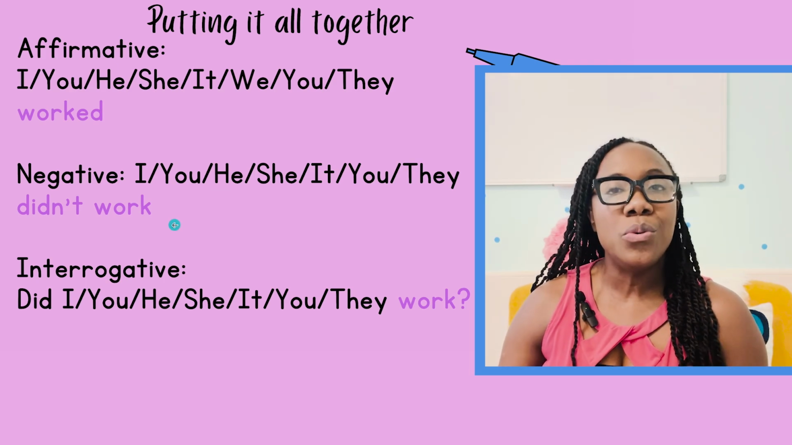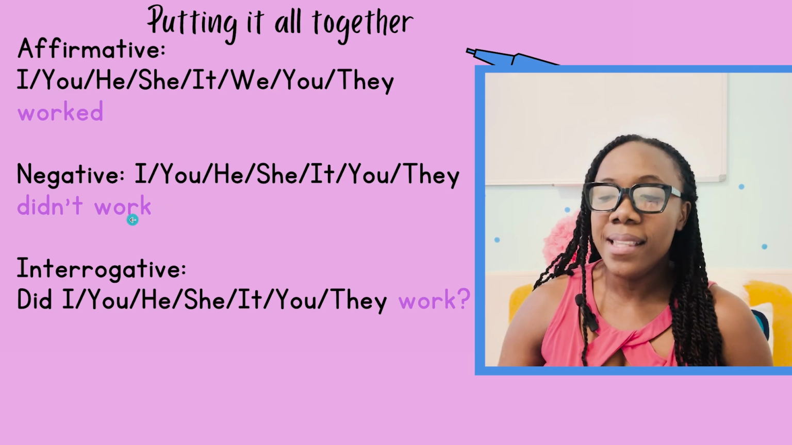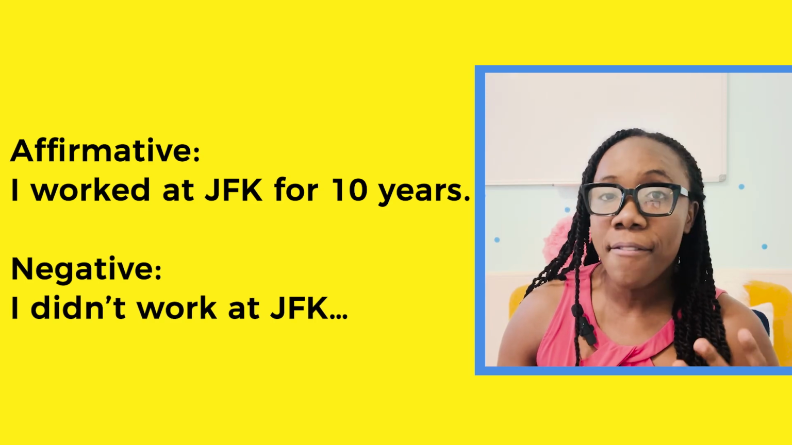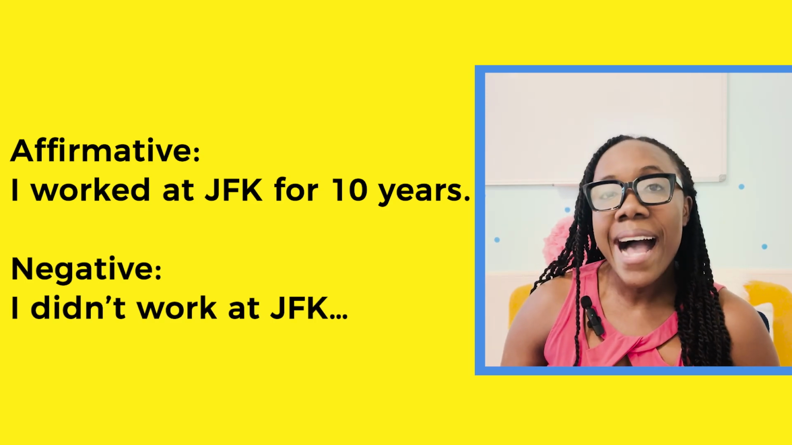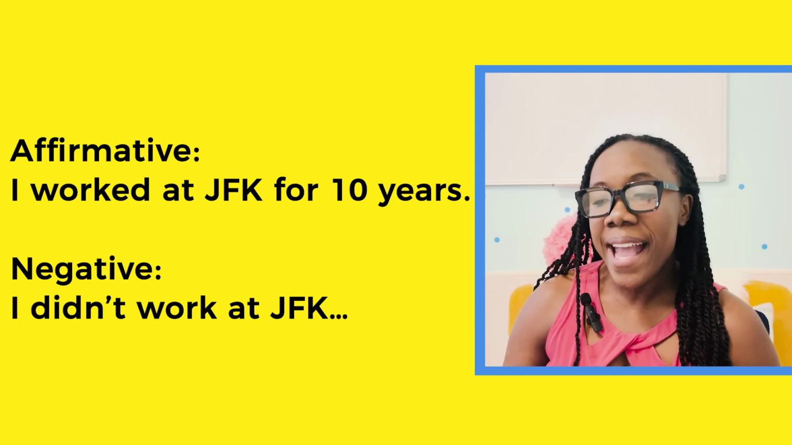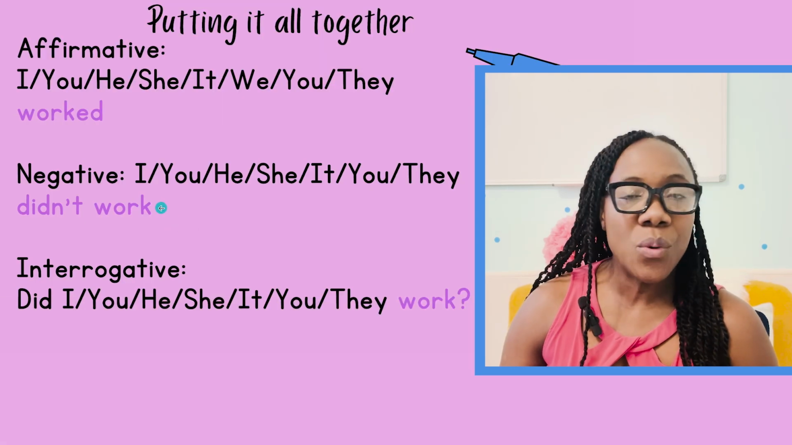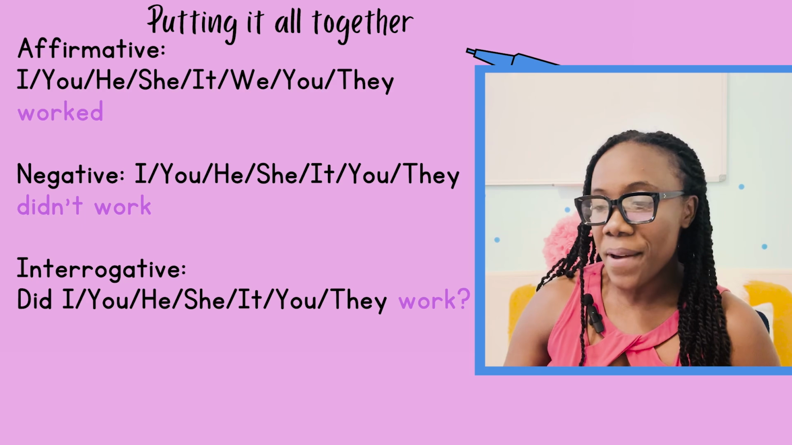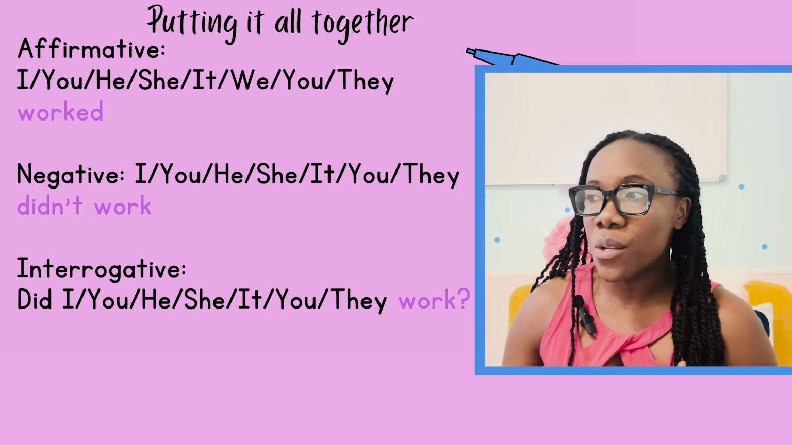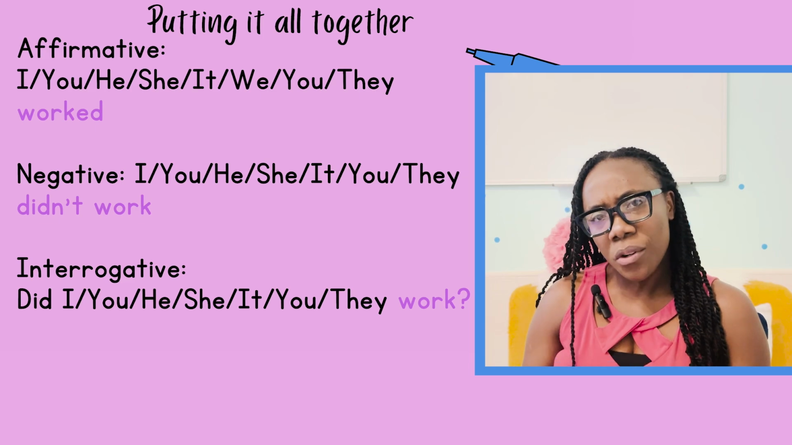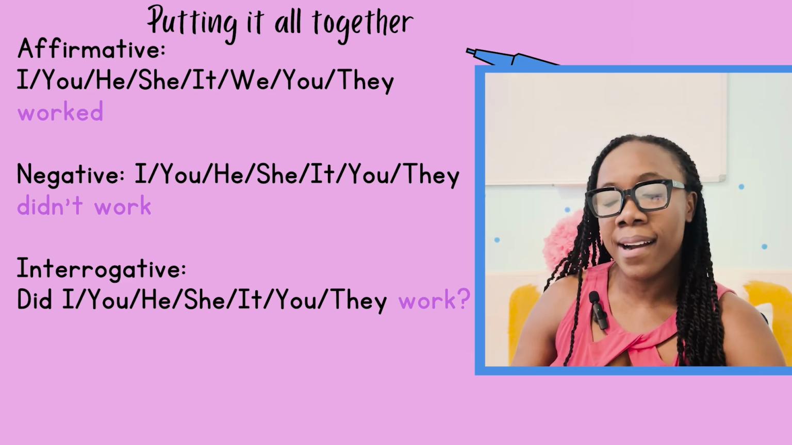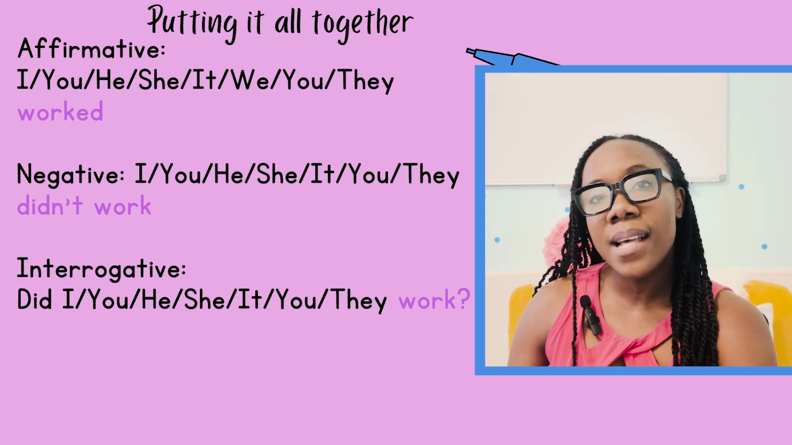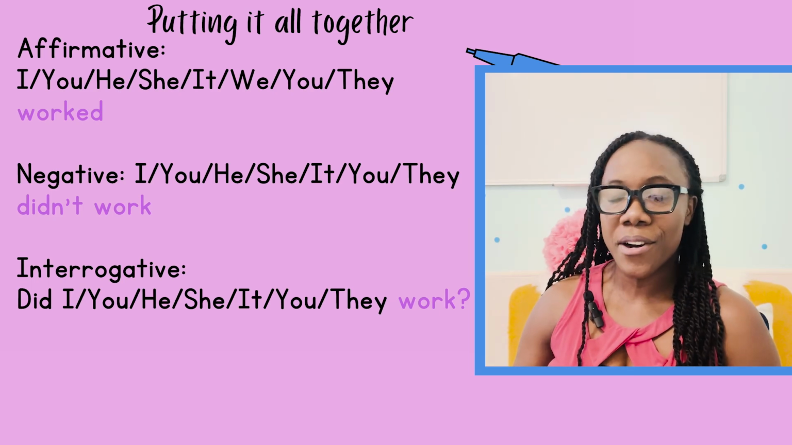In the negative, we use didn't or did not plus the original verb. So if in the affirmative I say I worked at JFK for 10 years, the negative would be I didn't work at JFK for 10 years. There's no -ed in the negative, just the original verb, and of course didn't before it. And then in the interrogative, I could ask one of my friends, did you work at that school for long? Did you work? Original verb again, and of course we use our formula. Did plus the subject plus the original verb.